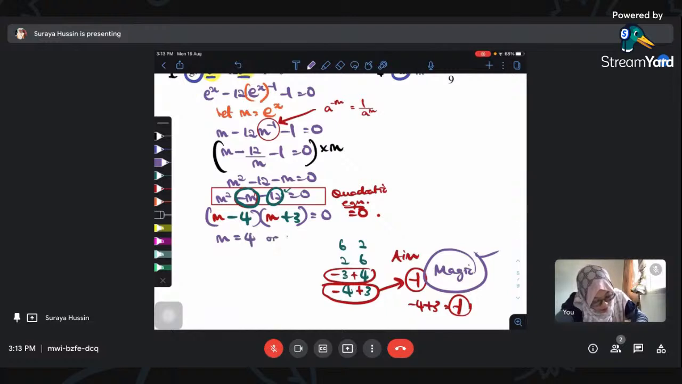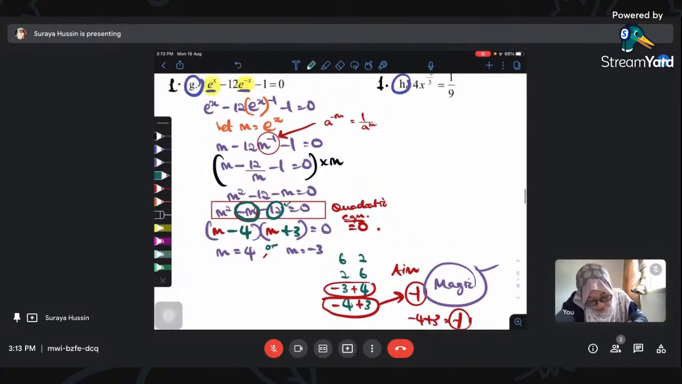Okay, or m is equal to negative 3. You gotta remember ya guys, comma means or. Comma sign tu maksudnya or, bukan and. Okay, sebab tu saya tulis or. And then you gotta masuk balik lah. Masuk balik, your m is actually e to the power of x.